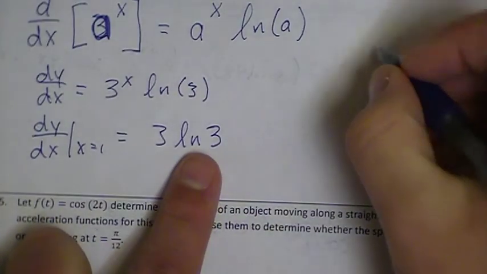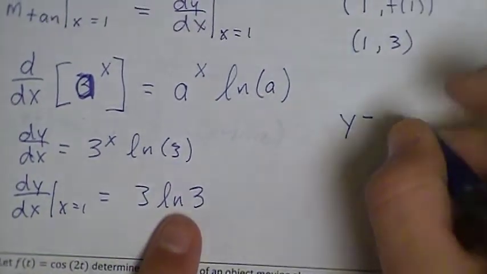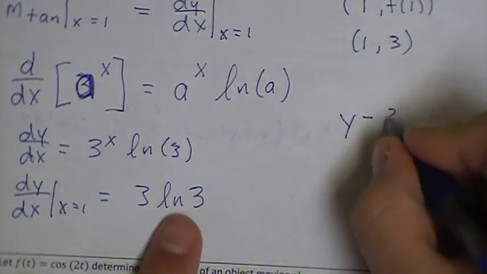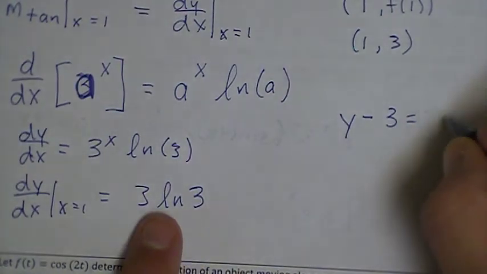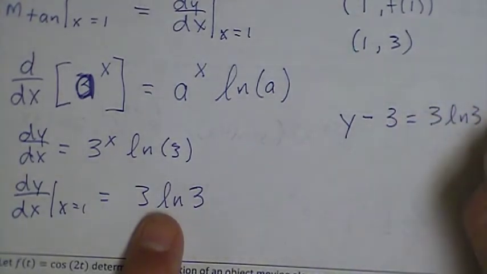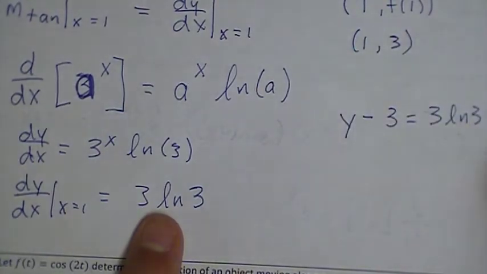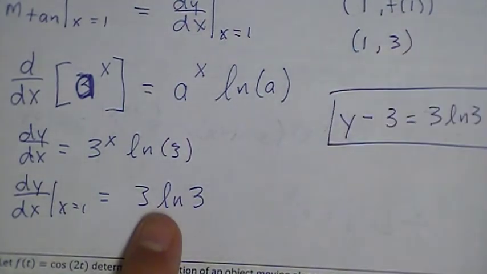So I'm going to go ahead and use point slope form, which is going to be y minus y1, and for y1 we found 3. And y1 is just the y coordinate of a point on the line. Here's the slope, 3 natural log of 3. So y minus y1 equals m times the quantity x minus x1, and for x1 it's the x value that corresponds to this y value on the line. So there's an equation of your tangent line.